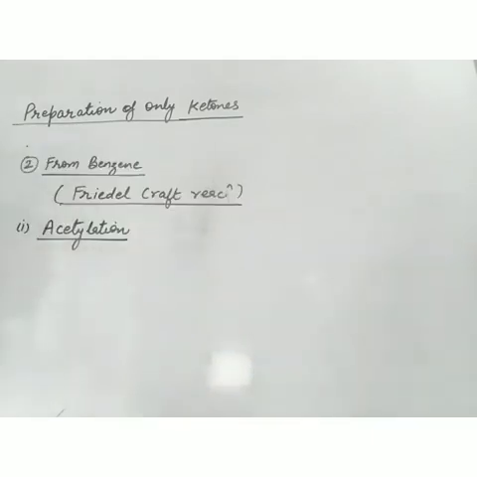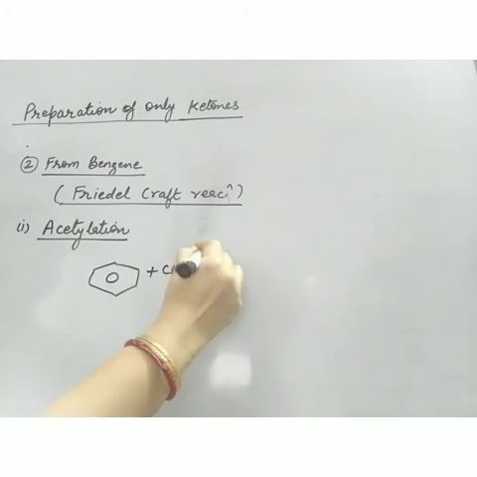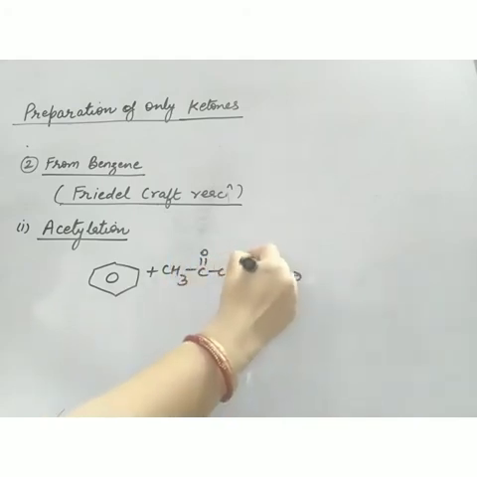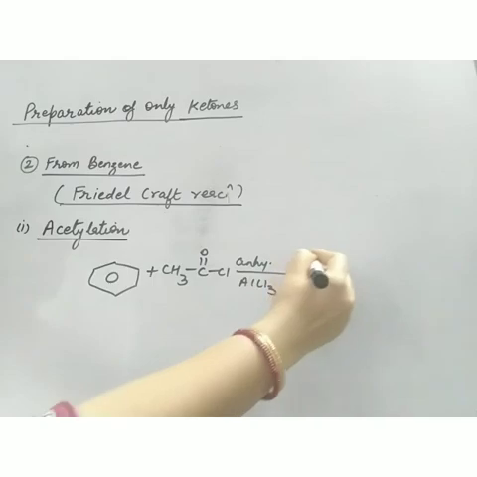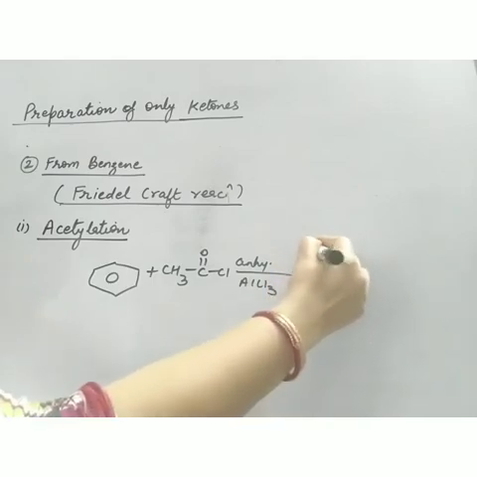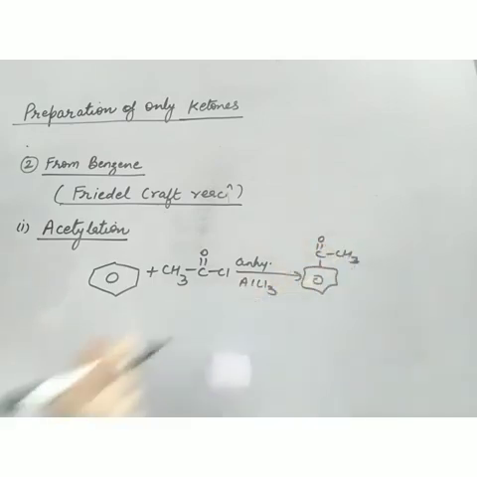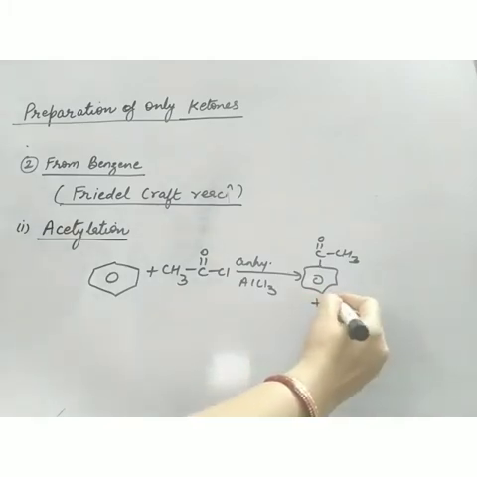Now the next and the last method of preparing ketone is from benzene, that is by substitution reaction, and these reactions are known as Friedel-Crafts reactions. Here I will be using first the acetylation reaction. All of you know how acetylation occurs. Suppose I take CH3COCl, it occurs in the presence of anhydrous AlCl3. The product will be this. Now this is an aromatic ketone and this compound is known as acetophenone, plus HCl is the byproduct.